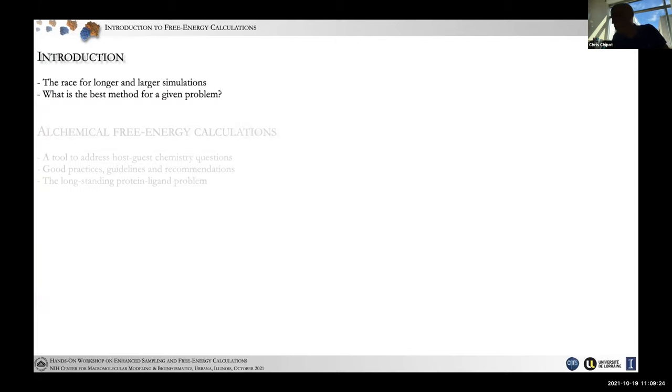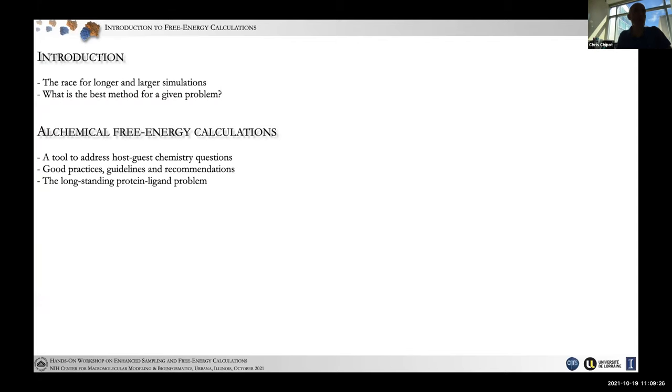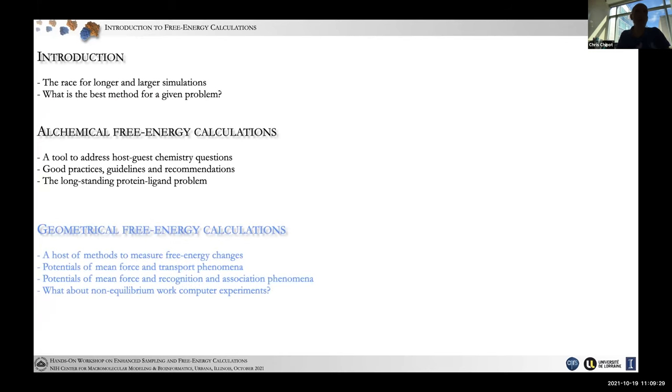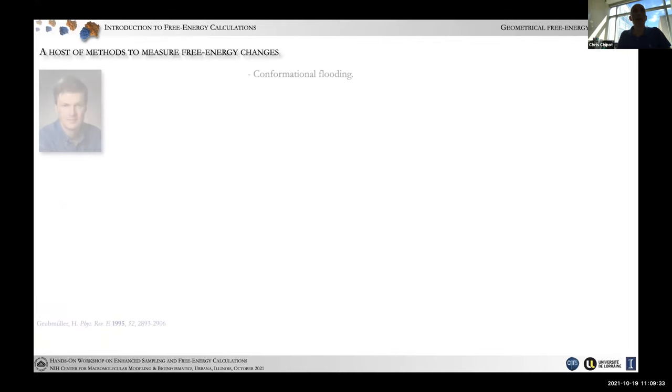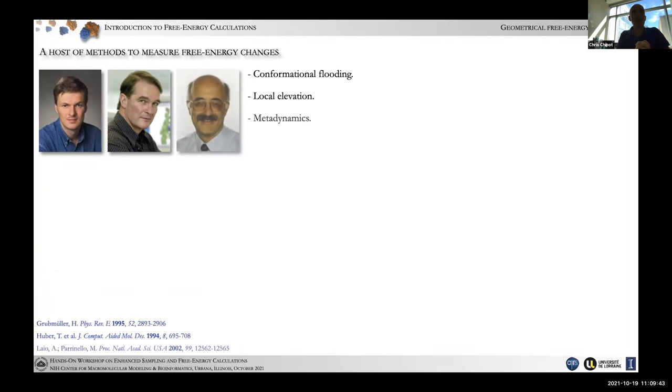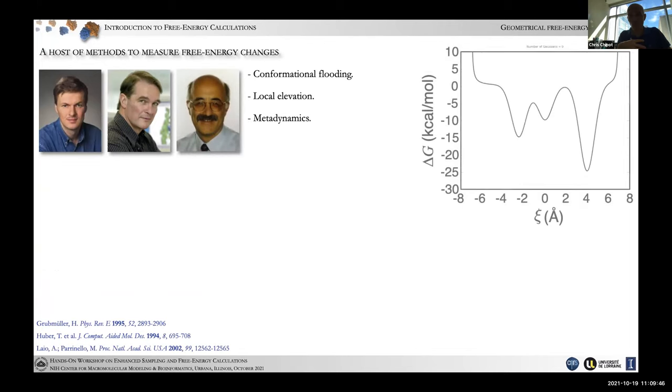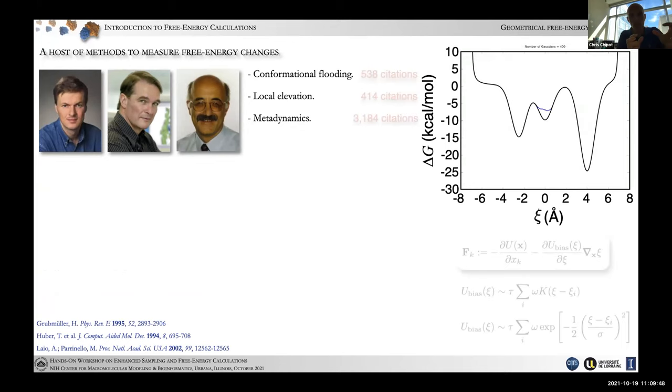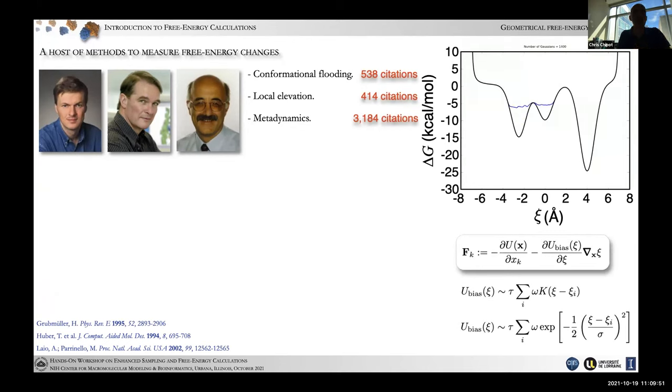Okay, so I'm done with perturbation theory and alchemical transformation. Now I'm going to move to geometrical free energy calculations. There are many approaches that you can use to transform the system by changing the coordinates. One of the methods that you may have heard of, a very popular method, is called metadynamics.